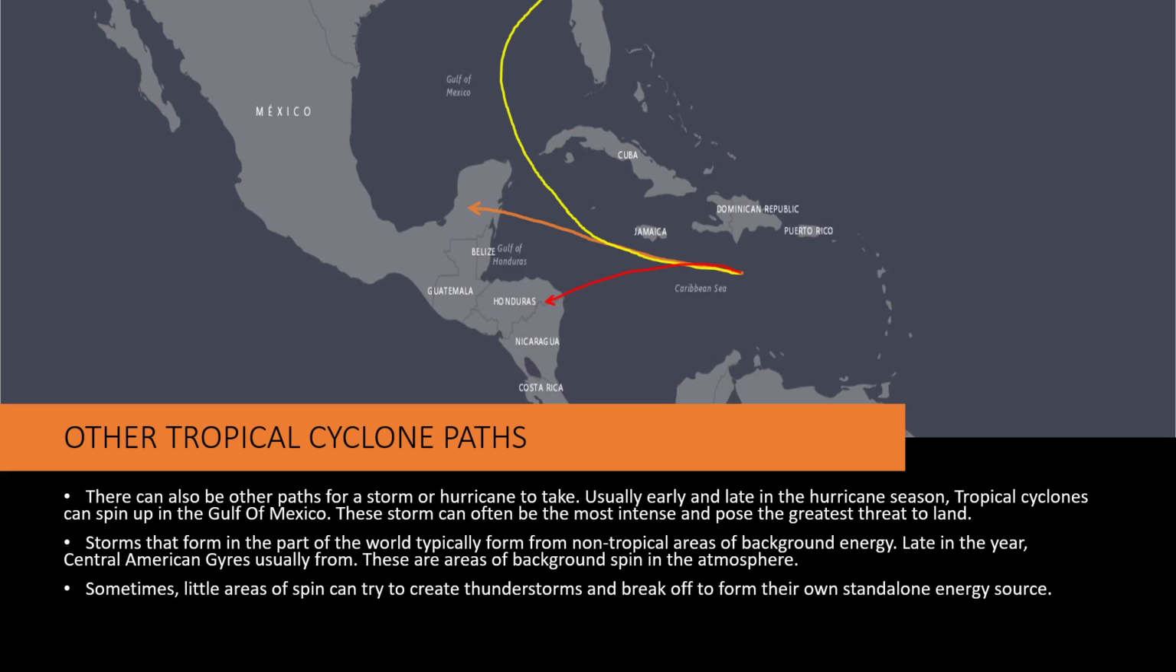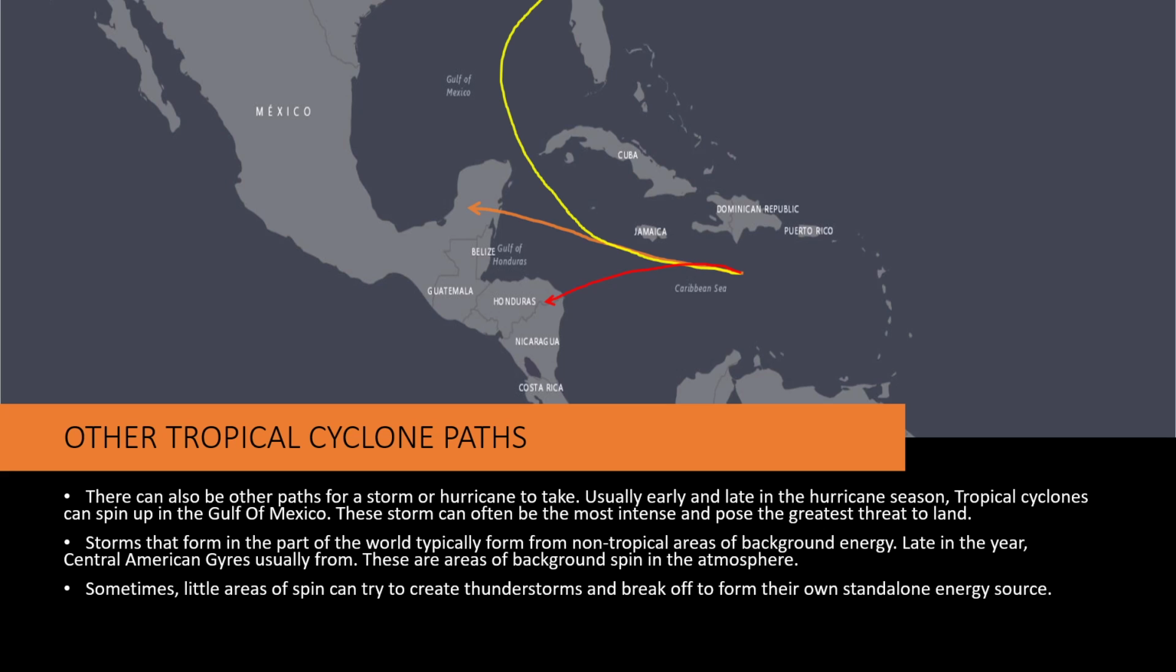Now, storms that form from this part of the world typically, not always, but typically originate from non-tropical areas of background vorticity. Late in the year, especially, Central American gyres can form. Now, what these Central American gyres are, these are CAGs for short. These are just background areas of spin or vorticity in the atmosphere. And if you've watched our hurricane outlook and discussions over the past several months, you'll hear me occasionally talk about a gyre or a Central American gyre.